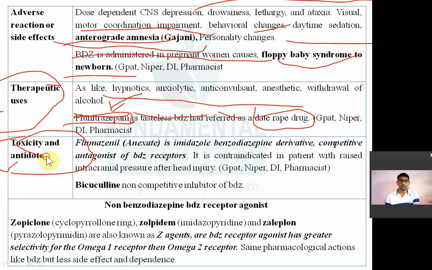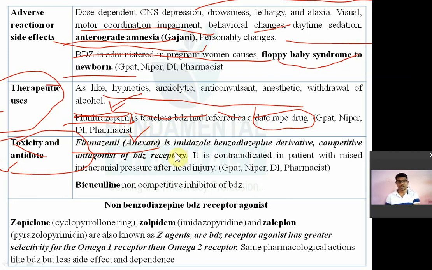So toxicity and antidote. Remember one thing, benzodiazepine has a specific antidote. If you get poisoning, overdose or intoxication of benzodiazepine, one specific antidote is available. But in case of barbiturates, there is no specific antidote. Obviously other treatment is there, dialysis and gastric lavage. For benzodiazepine, the specific antidote is flumazenil. Remember this, it was already asked in GPAT as well as other exams.